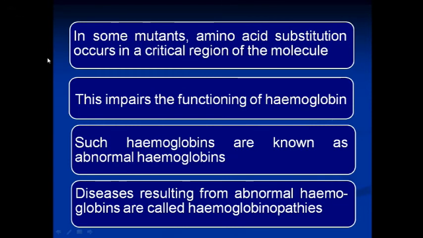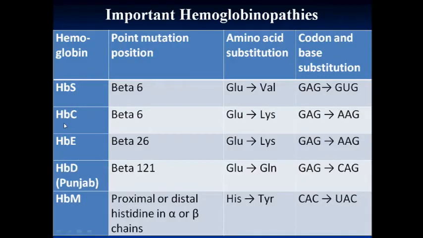In some mutants, amino acid substitutions occur in critical regions of the molecule. This impairs the functioning of hemoglobin. Such hemoglobins are known as abnormal hemoglobins. Diseases resulting from abnormal hemoglobins, the hemoglobinopathies, include HbS, hemoglobin C, hemoglobin E, hemoglobin D, which is predominantly reported in Punjab, and hemoglobin M.